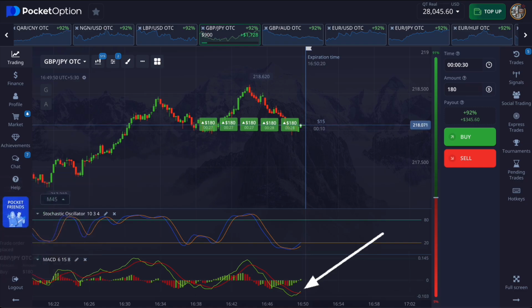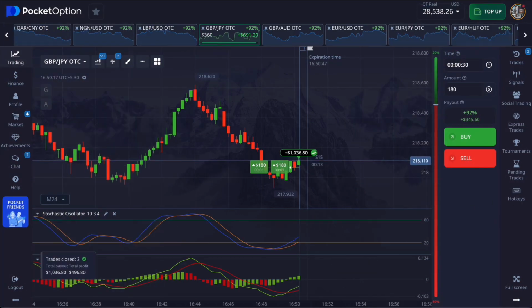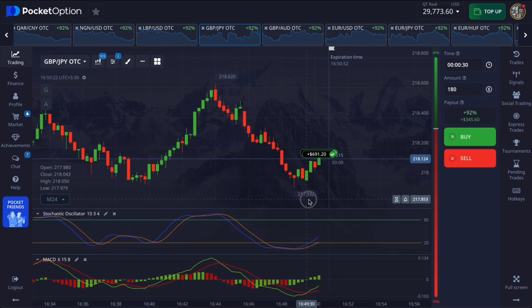So here the green and red lines of the MACD indicator have crossed each other in the upward direction, and the stochastic has also provided a good signal in the upward direction, so this was a good opportunity to place an entry here. And it was very good. Here our prediction was correct.